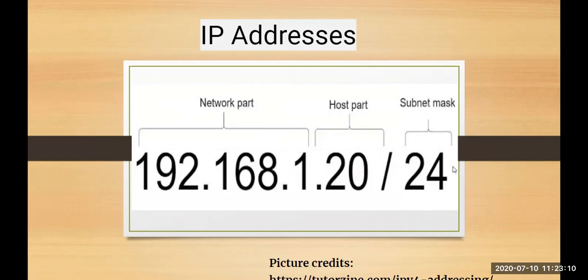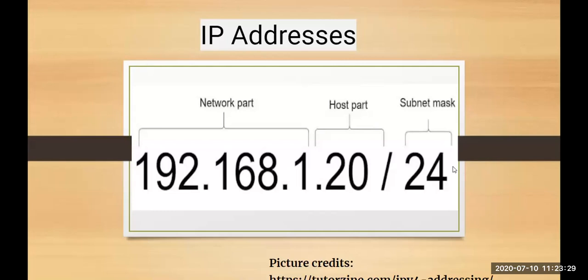In the diagram here, we have a class C IP address since the range is 192 to 223 and it is within that range. That is why your subnet mask value is 24. Kindly note, class D and class E are usually not used. We use class A, B, C IP addresses only.